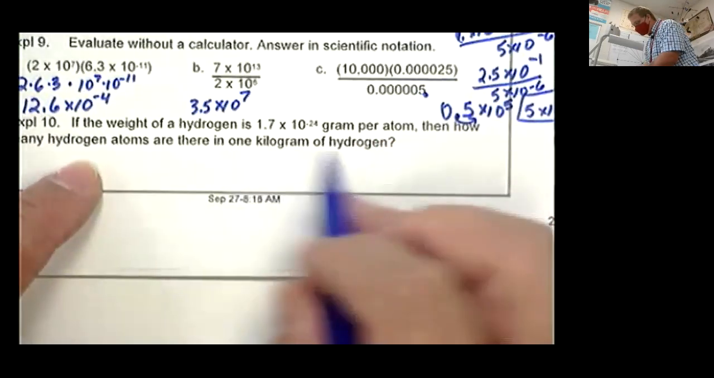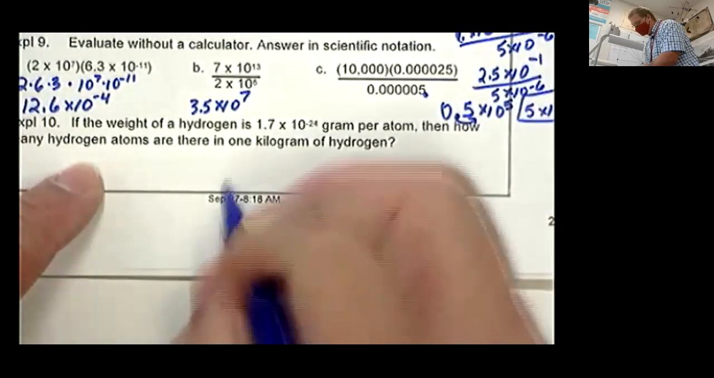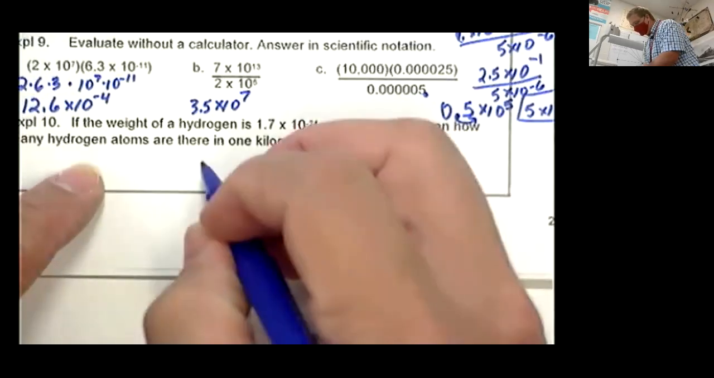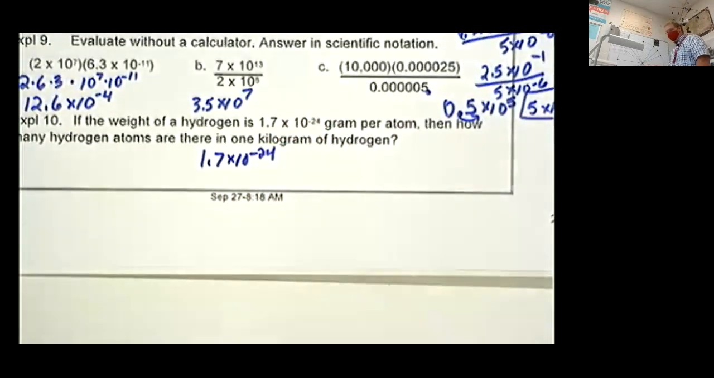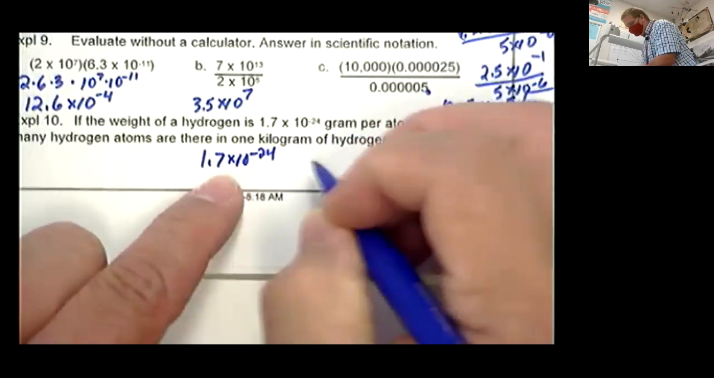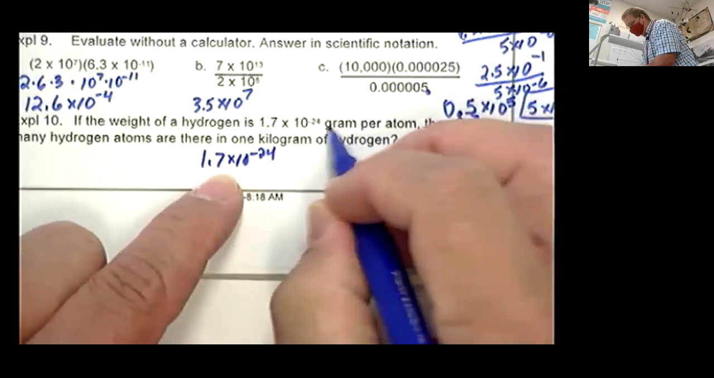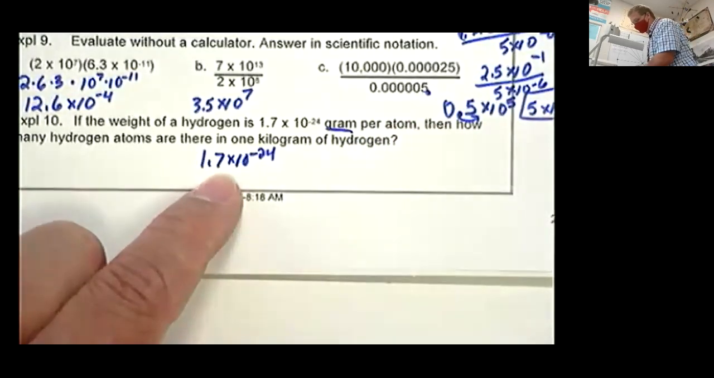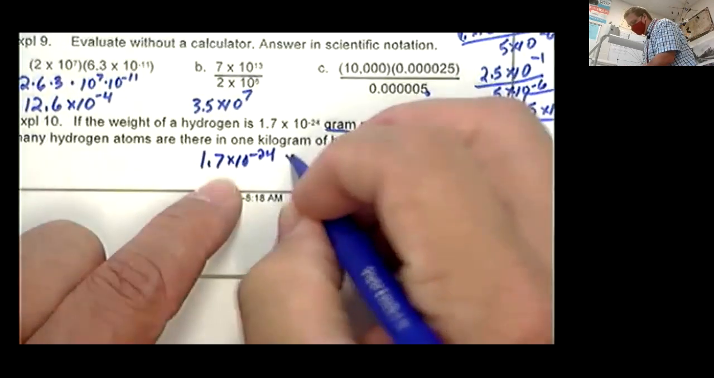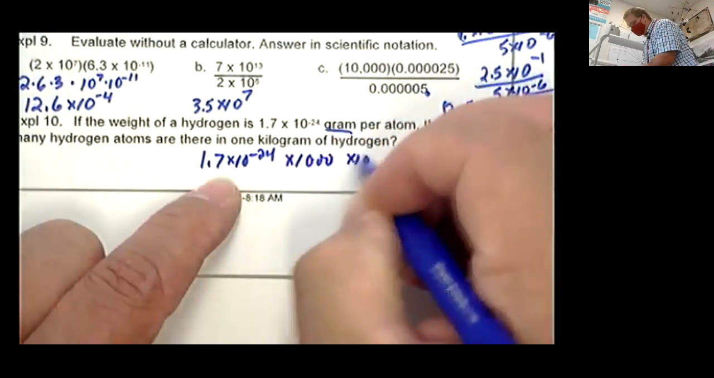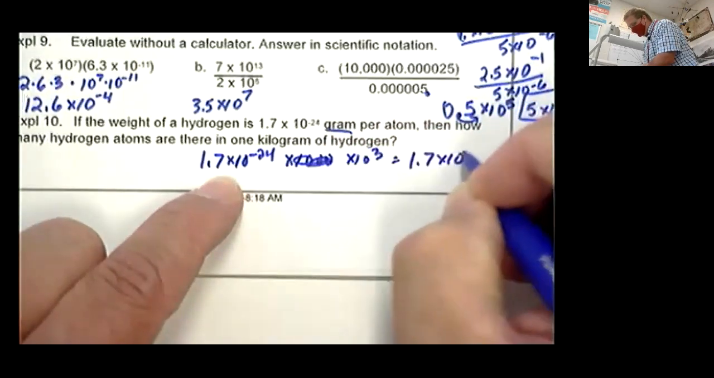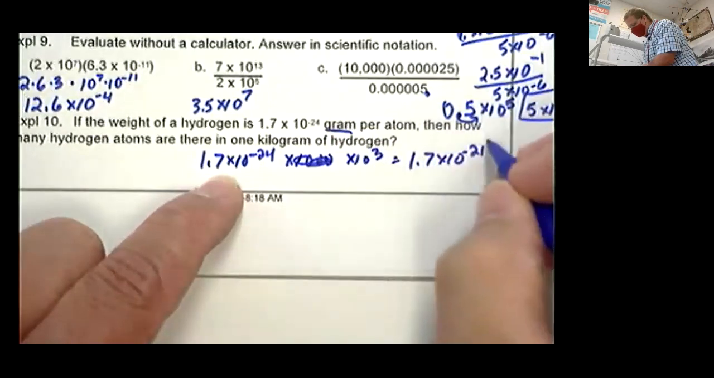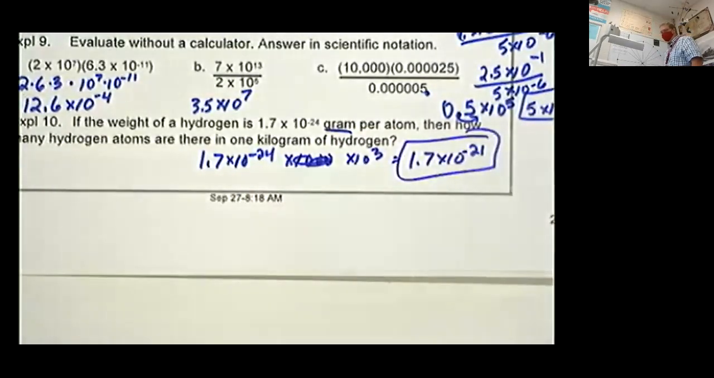So we need 1 kilogram of hydrogen. We're going to multiply that by what? So 1.7 times 10 to the negative 24th. So we need 1,000 grams. That's gram per atom. So we're going to multiply by 1,000. Multiplying by 1,000 is really multiplying by 10 to the 3rd. So 1.7 times 10 to the negative 21st. When we add the 3, still really small.